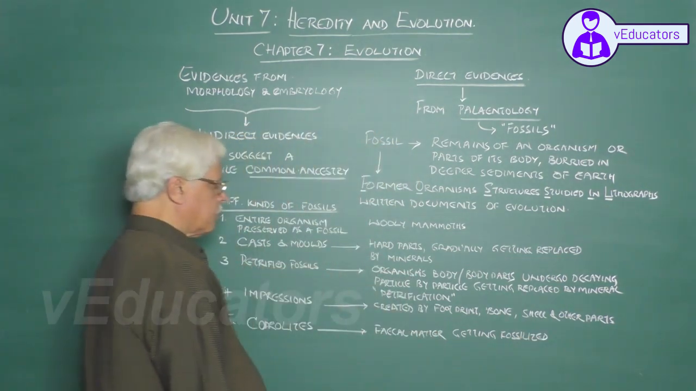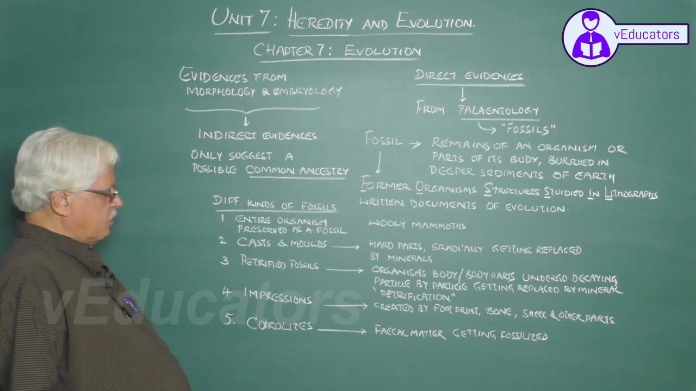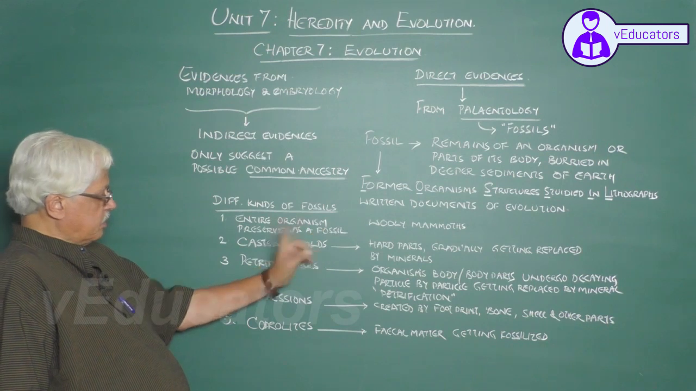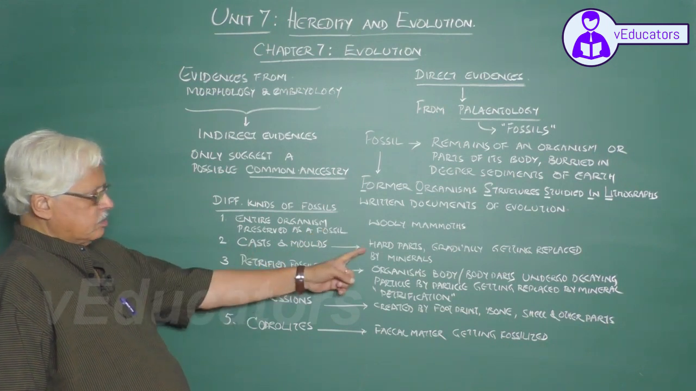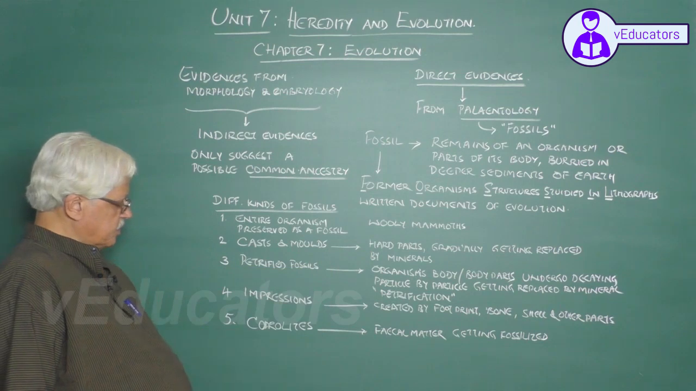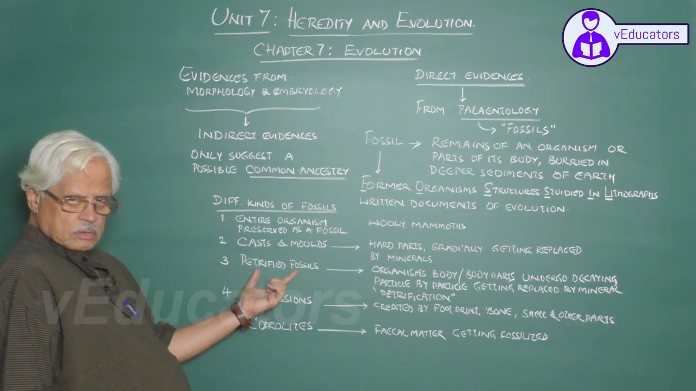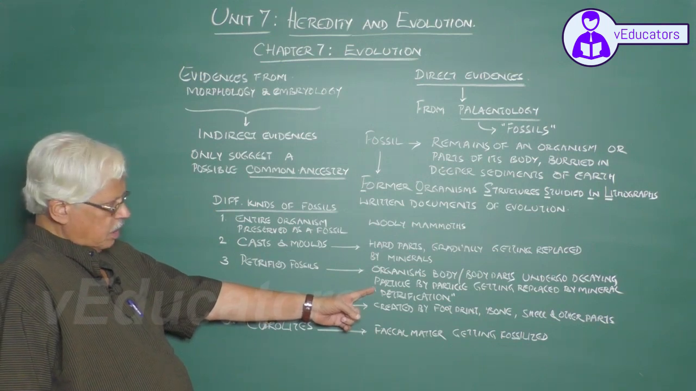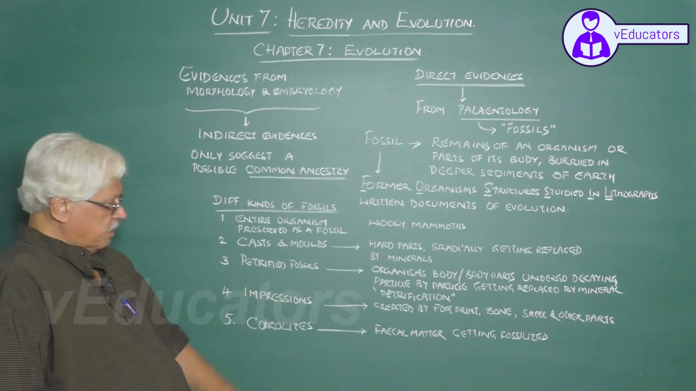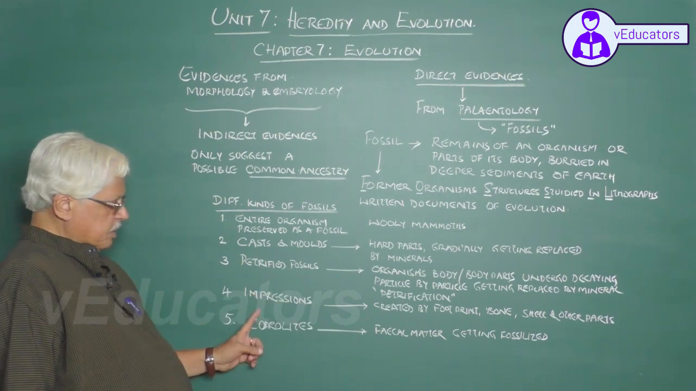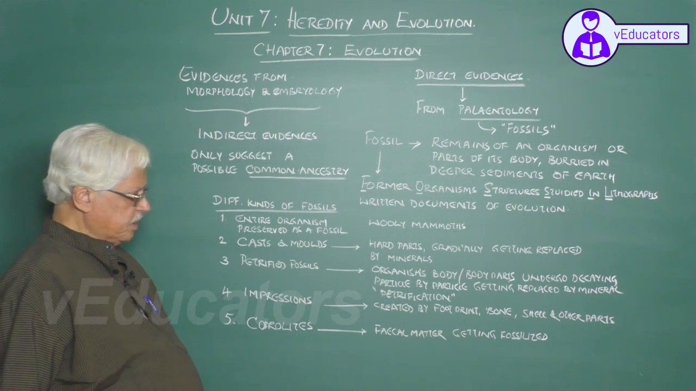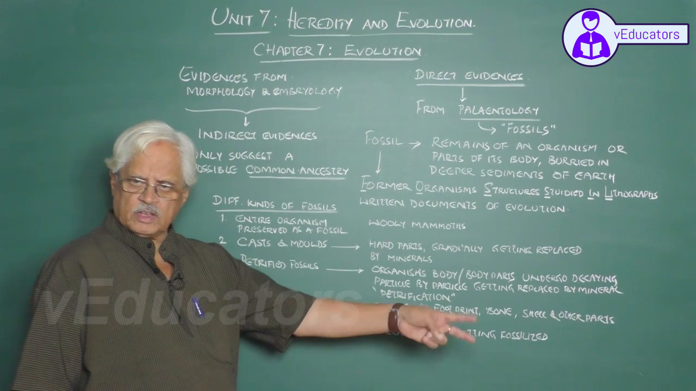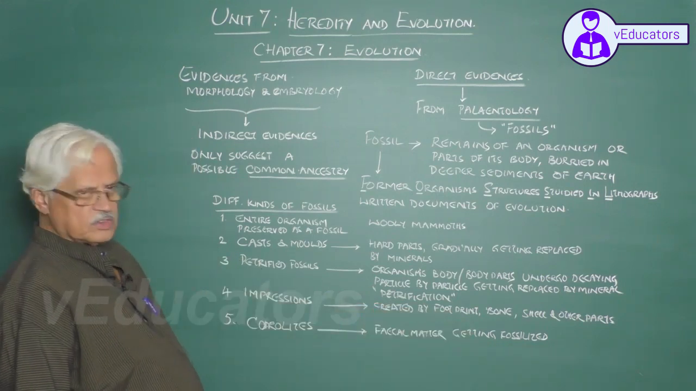So these are the different types of fossils. Entire organism may become preserved. Casts or molds, hard parts getting replaced by minerals. Petrified fossils, particle by particle, organic constituents of the organism's body getting replaced by minerals. Impressions created by footprint and other body parts. Coprolites, fecal matters getting converted into fossils.